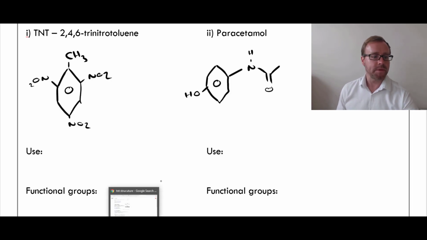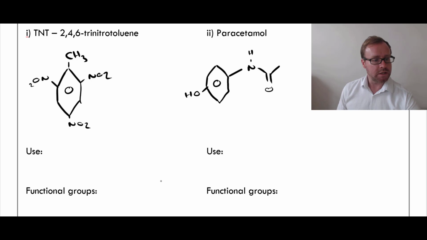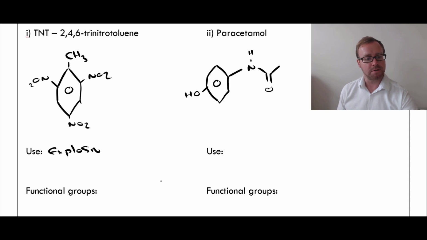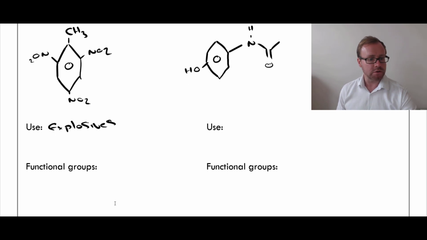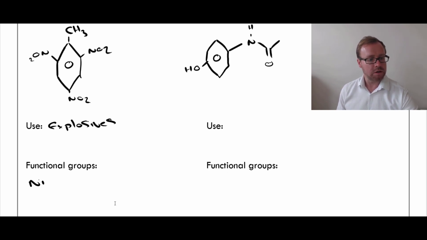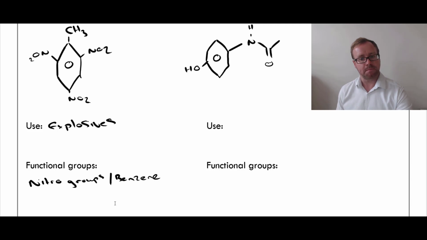I reckon most of you know that TNT, trinitrotoluene, is used as an explosive, and the word toluene is the old name for benzene with a methyl group on, so methyl benzene. That's where this name comes from. The functional groups: we have nitro groups, and obviously we have benzene.